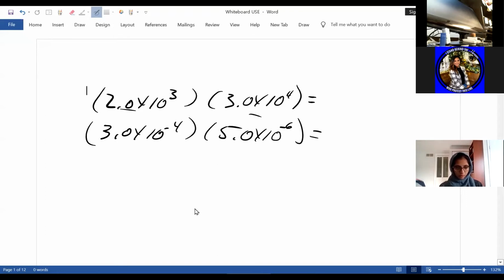And now I'm going to multiply 3.0 times 10 to the minus 4 times 5.0 times 10 to the minus 6. So the question is, how do we do that and get the correct answer? Well, you use your calculator, and pay attention, because I want to show you a mistake students make when doing this.